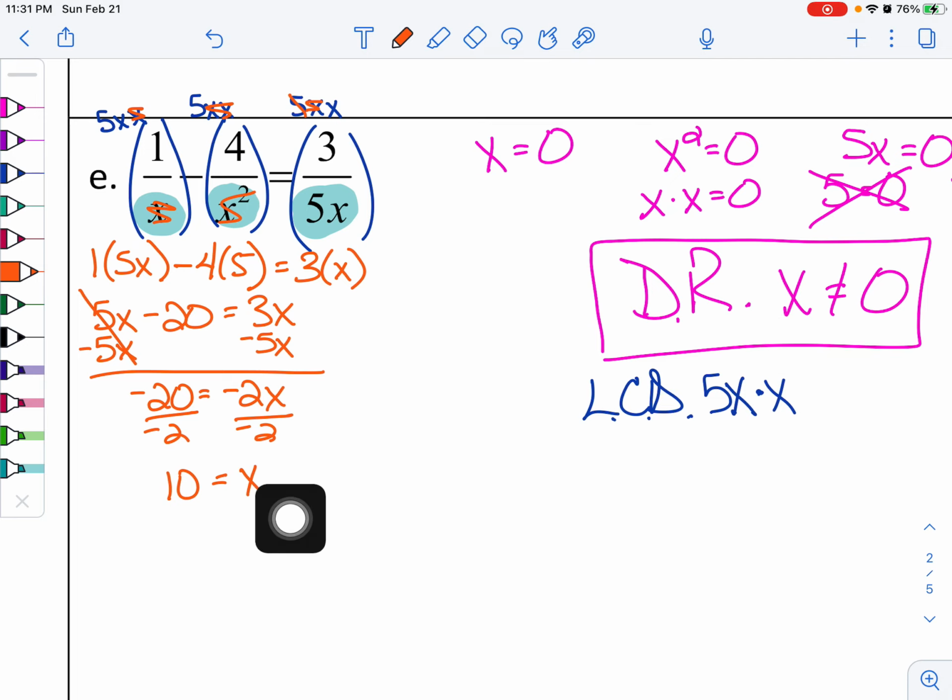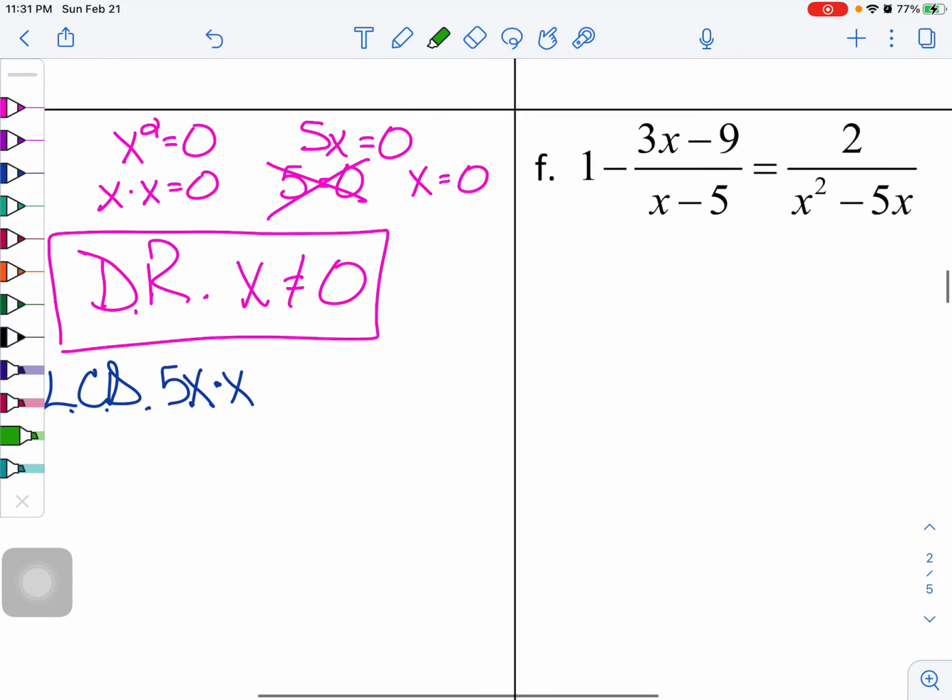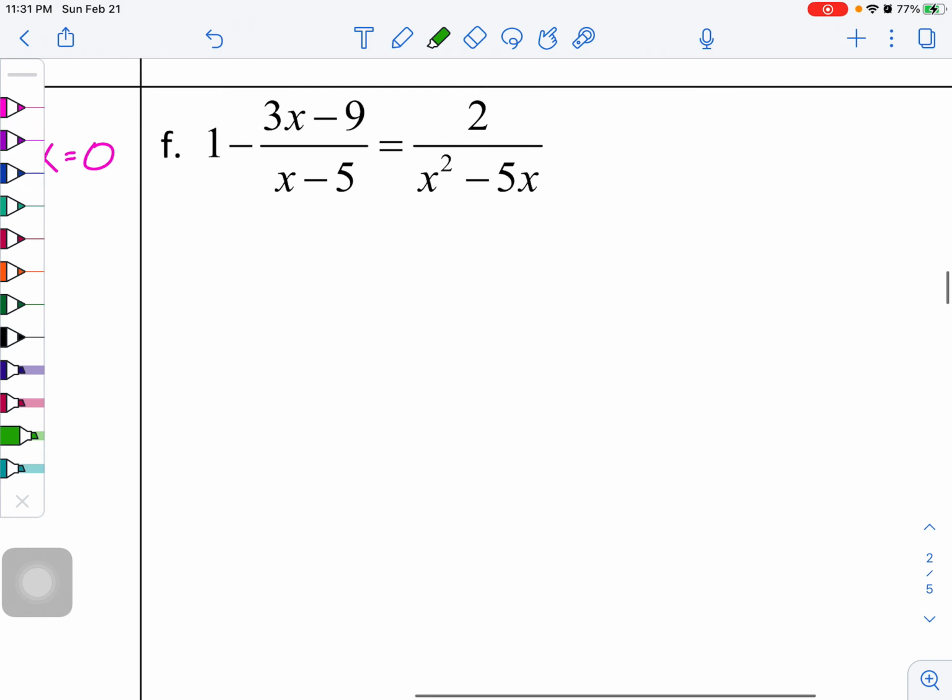Now, I'm pretty sure that was fine. And I'm zooming out so I can compare it. Yeah, x equal to 0 was my domain restriction. So this is 10, totally fine. So my solution is x equals 10 with the domain restriction of x cannot equal 0.